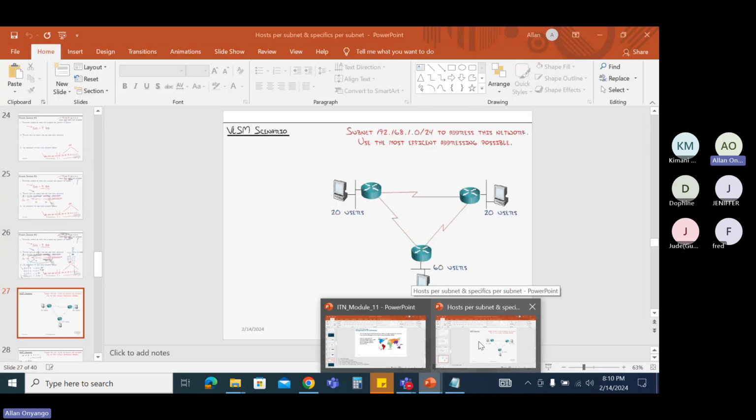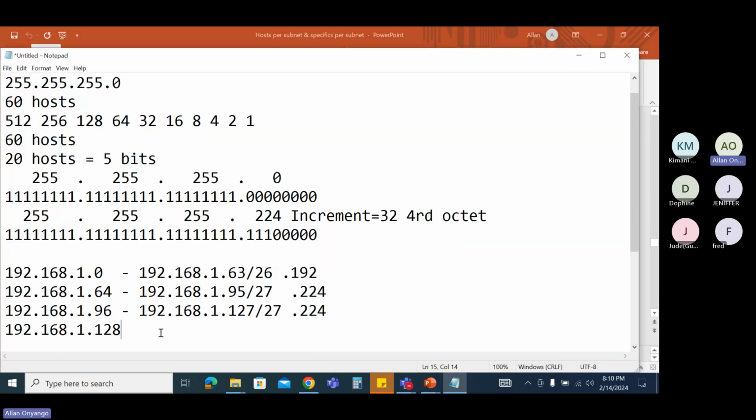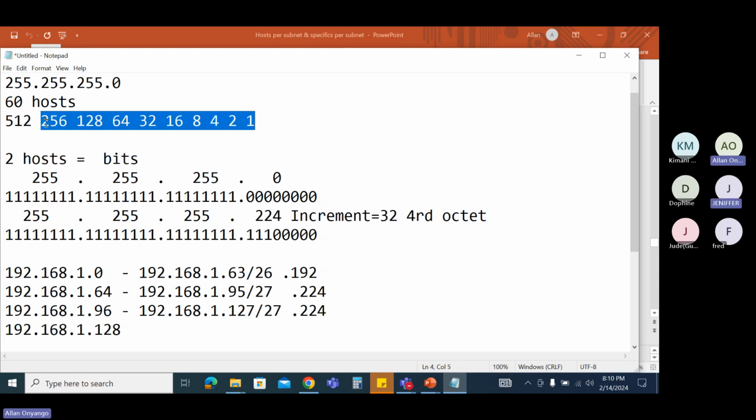Now we go to 2 hosts. So we have three of them, and this is where it gets a bit tricky. Check this out. We need to create two hosts here. Borrow from the knowledge I told you. Where does 2 fall here? We cannot take 2. So we have to take 4.